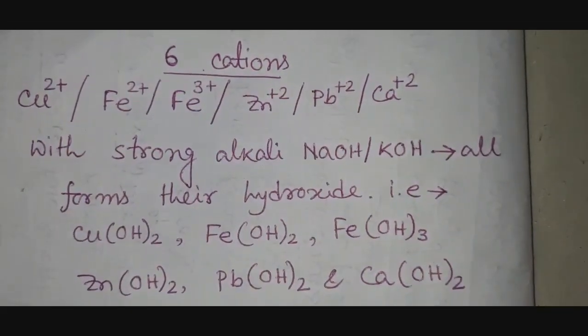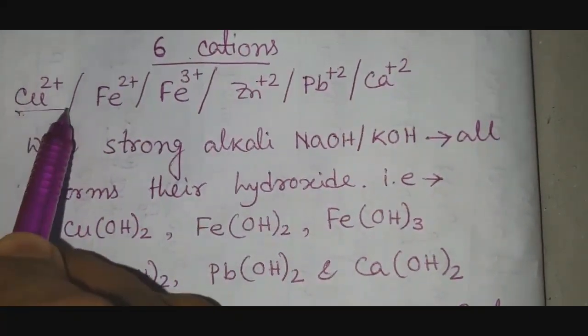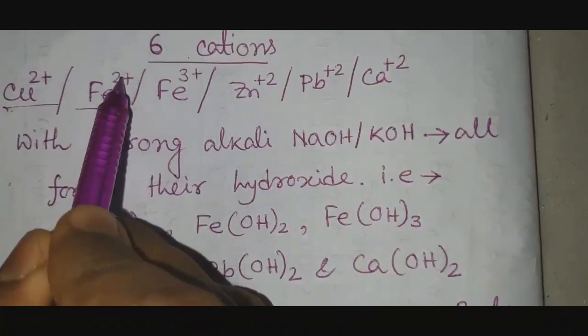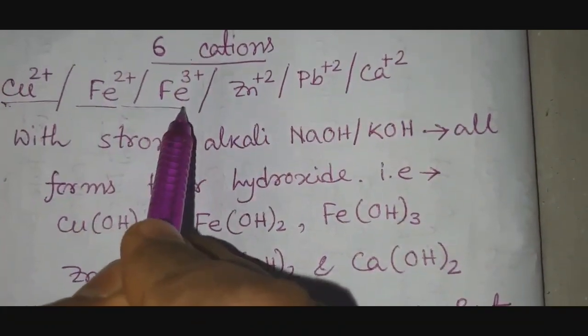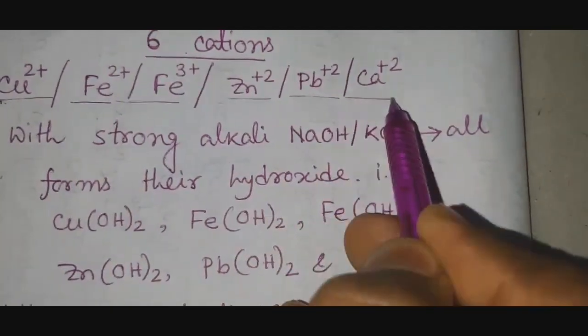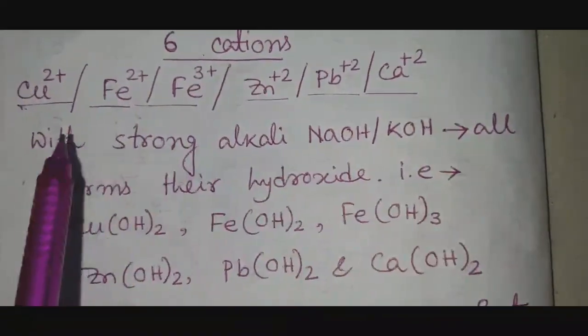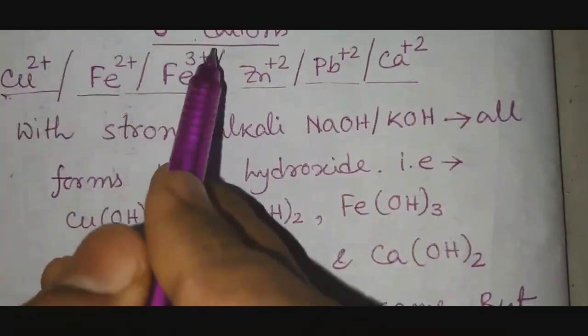In your syllabus, there are a total of 6 cations given. I have written there: copper, ferrous, Fe2+, it is called ferrous ion, Fe3+, that means ferric, then zinc 2+, lead 2+, and calcium 2+. In the book some different orders are given, but try to follow my order, it will be easier. Now have a look.